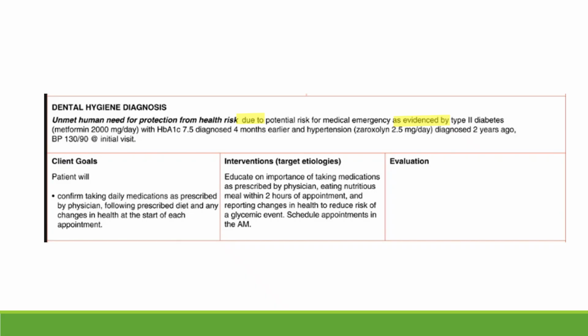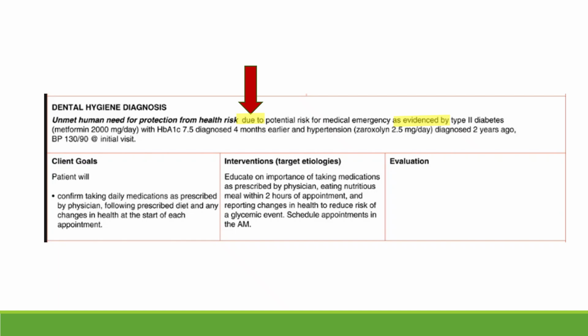unmet human need for protection from health risks. So when we're doing this, the first thing we want to look at is, what is it due to? Why do they have this human needs deficit? Well, it's due to the potential risk for a medical emergency. That's why they have the deficit.